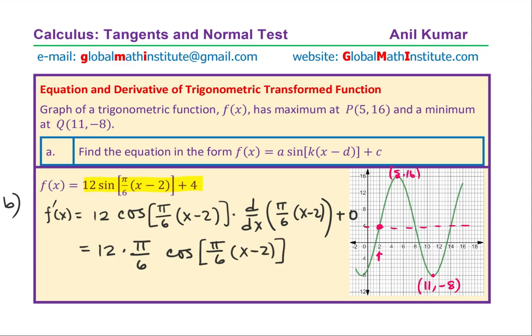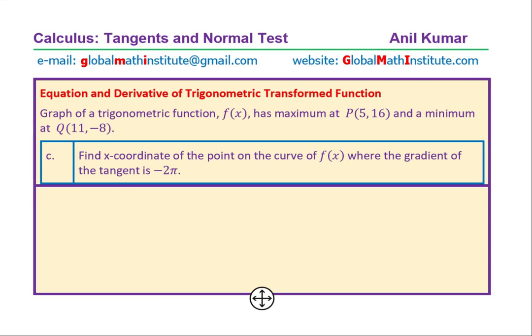Perfect. So we can simplify this. That becomes 2 pi cos of pi by 6 x minus 2. Is that clear to you? So 2 pi cos of pi by 6 x minus 2 becomes the derivative of this particular function. Clear? Now let's look into part C.